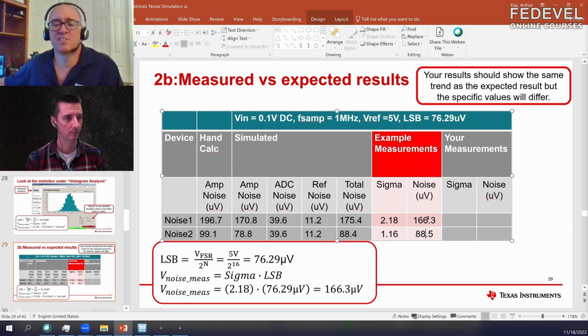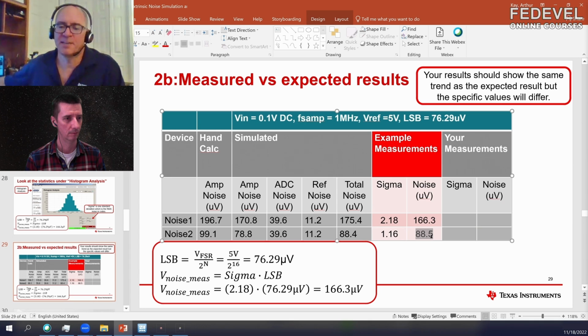And this is the measured noise. And the simulated noise is right here. So the simulated noise would be 175, and this is 166 measured, 88.4, 88.5. That one's almost perfect. So this demonstrates really how accurate noise simulation can be.